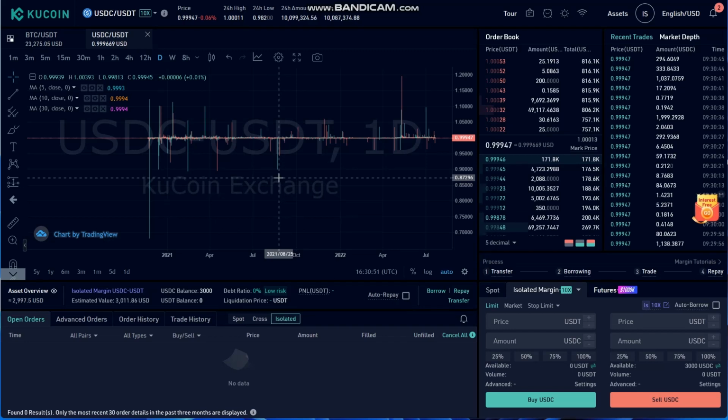I want to show you guys how to trade the USDC USDT pair. This is a stablecoin pair, and we're using the 10x one specifically with the isolated margin. You need to be in isolated to get the 10x leverage.